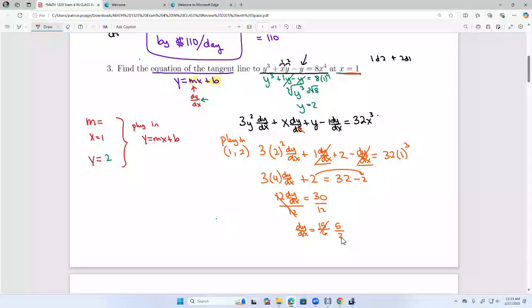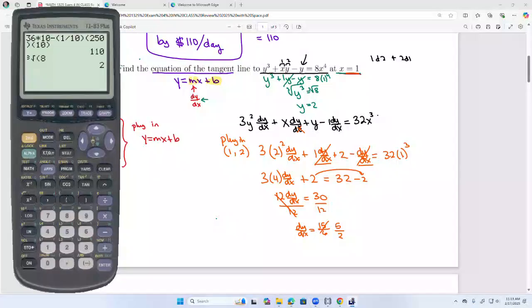And just a reminder, your calculator will also reduce fractions for you, so you don't even have to think about it. If you type in 30 divided by 12 and hit enter, then you can go to your math button, and number 1 is frac. It'll always put it back into a reduced fraction for you.